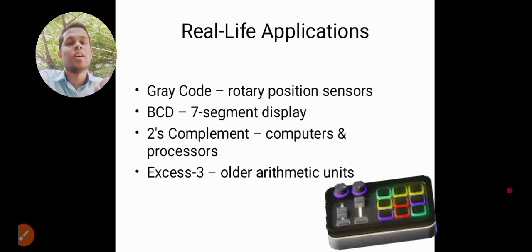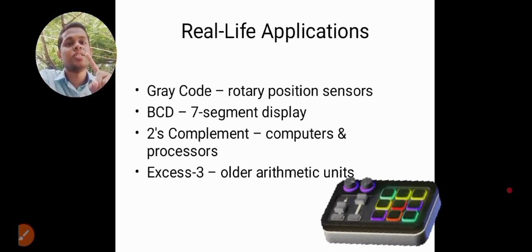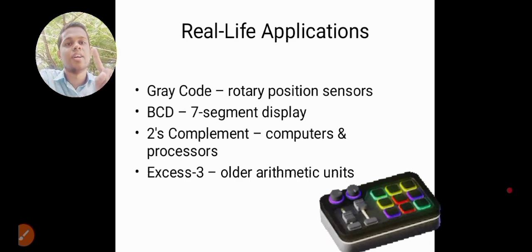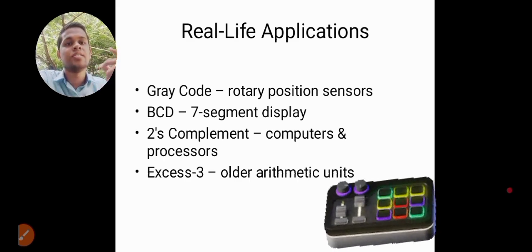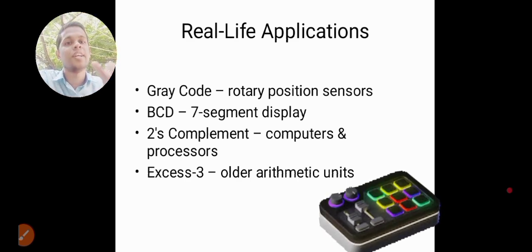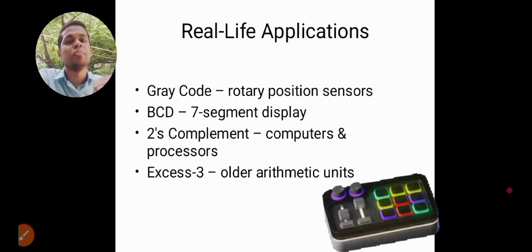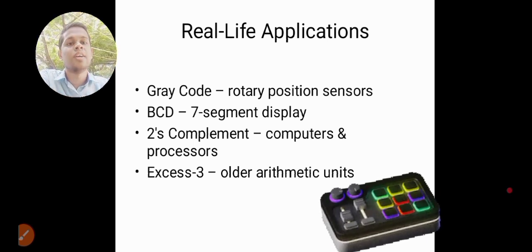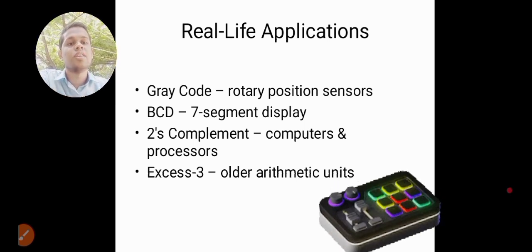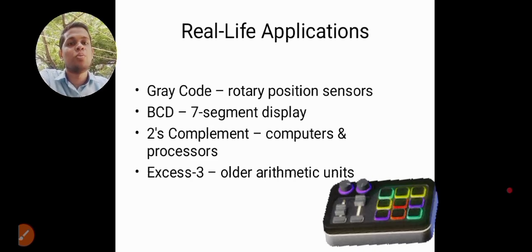You have seen, for example, a watch. It looks like the digit 8. It is an example of BCD, where the lighting can change according to the number. 2's complement is used in computer processors for addition and subtraction. XS3 was used in older days, and now it is also used in order to detect any errors.